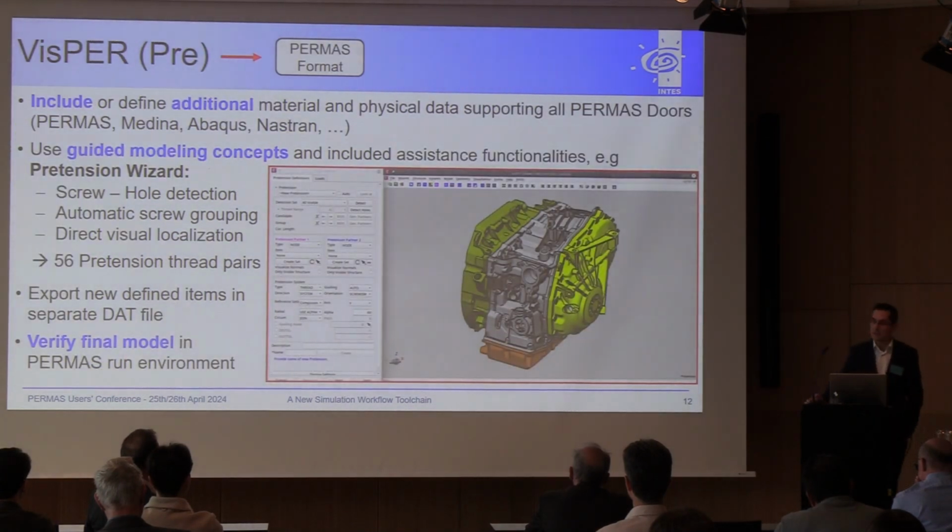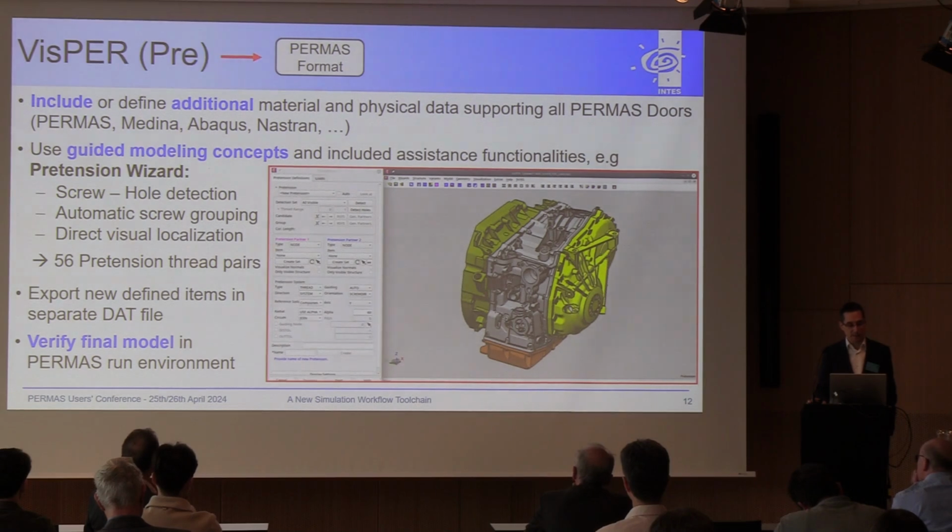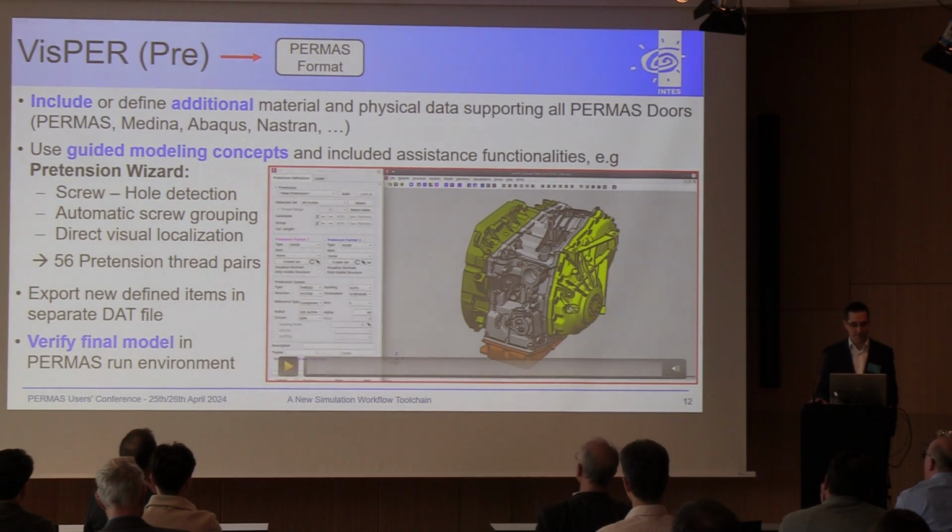As we can see here, the next step is to fulfill the physical definitions within VisPER. For example, I want to give you a short overview of the pretension wizards in the new version 20, because in many parts you will find screws. Of course, we remember that we start with only mesh and surfaces, and we have no idea where screws are located, except through the mesh definitions.